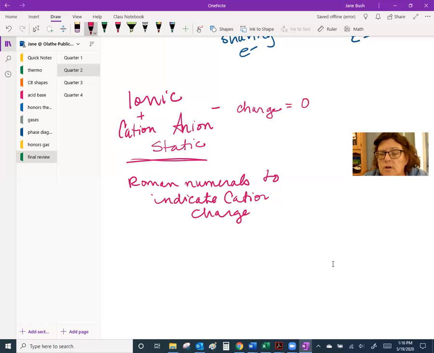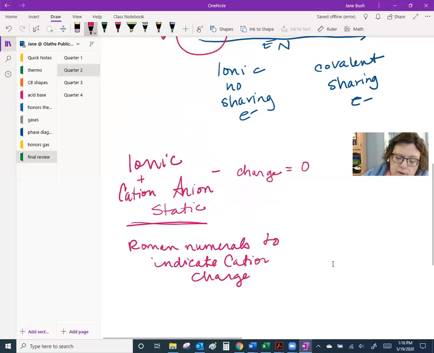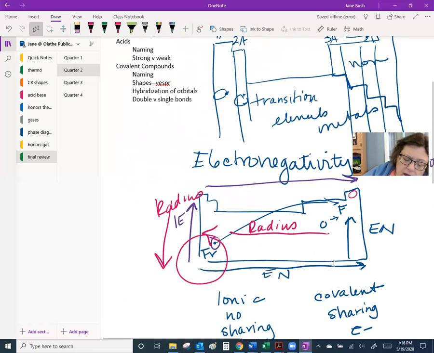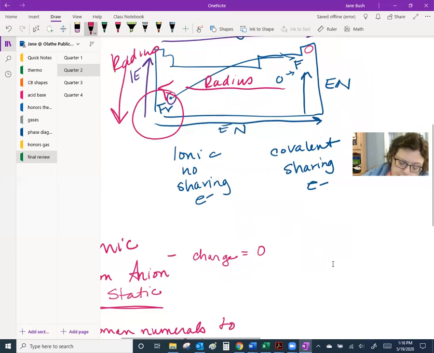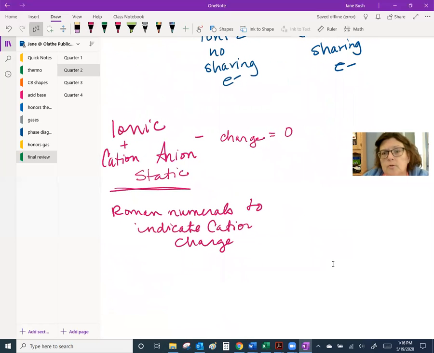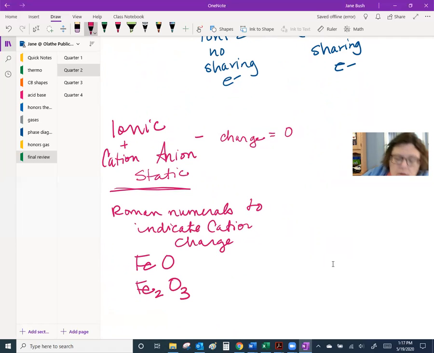And those won't change. But those transition metals up here in the middle, these guys are what we call multivalent, meaning they can have either +2 or +3. So we use a Roman numeral to indicate the charge. So if I have this guy and I have this guy, first we have to figure out what the anion is. Oxygen is a -2, so that means that iron has to be a +2. So his name is iron 2 oxide.